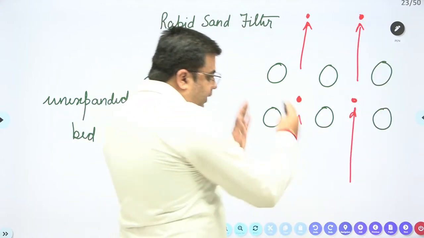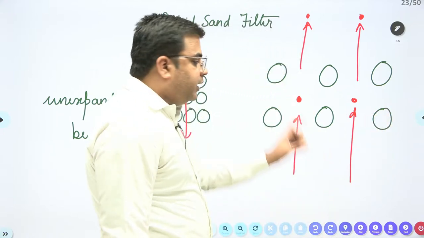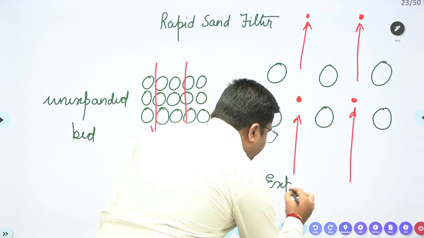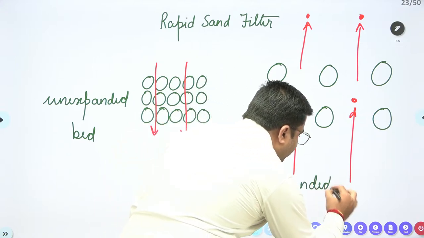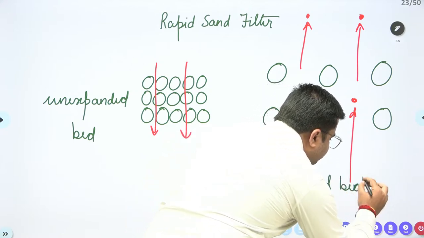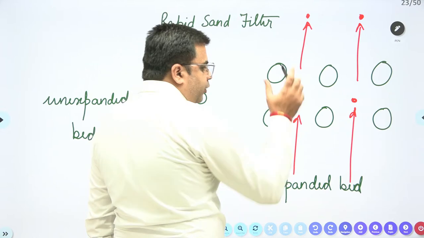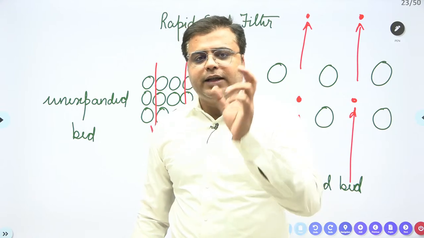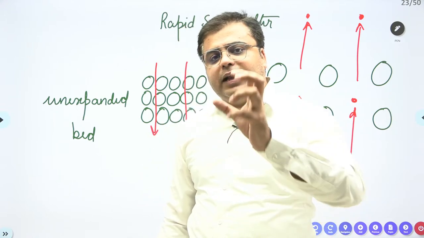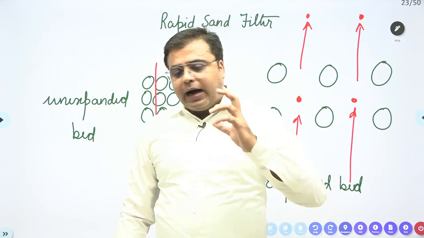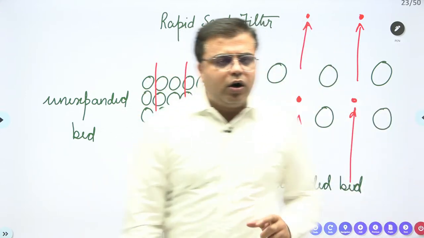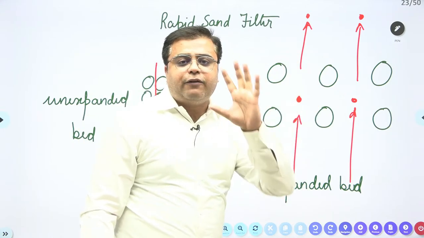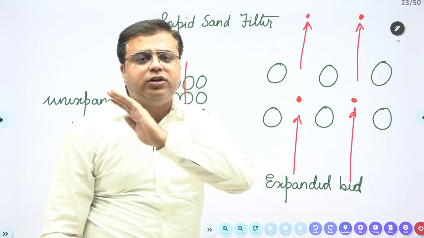But the bed size is going to increase. This is known as the expanded bed. And the expanded bed will only happen during backwashing, right? My dear students, the friction offered by the filter medium depends upon the available surface area of the filter medium, right? Either for normal working procedure or during backwashing, the surface area of the filter medium is not changing. The surface area of the particles of the filter medium is not changing at all.